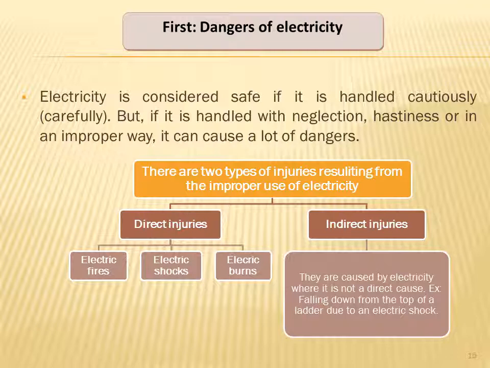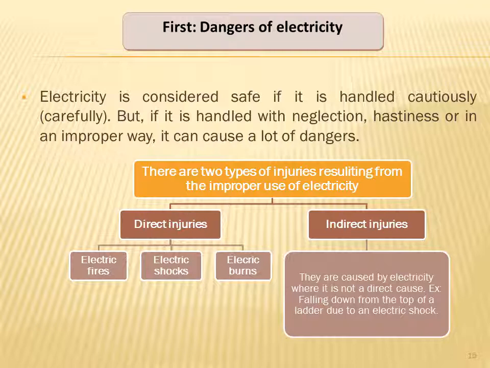Now let's talk about the dangers of electricity that we may face. Electricity is considered safe if it's handled cautiously or carefully, but if it's handled with neglect, haste, or in an improper way, it can cause a lot of dangers. What are these dangers? There are two types of injuries that may result from the improper use of electricity, whether direct or indirect.